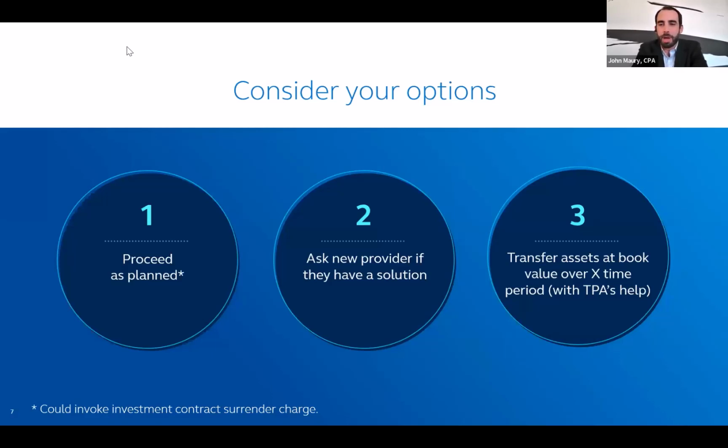And with some providers, Principal included, the TPA can upload once a year those account values of the assets that were held back at the old provider. So those participants can still see those assets that were left behind, and that can be updated each year. They can see that on the participant website, on their statements, on the smartphone app, just to give some comfort that those assets are still there, they haven't been lost, and they can see that as a part of their overall financial picture. So those are your 3 key ways to go with this.